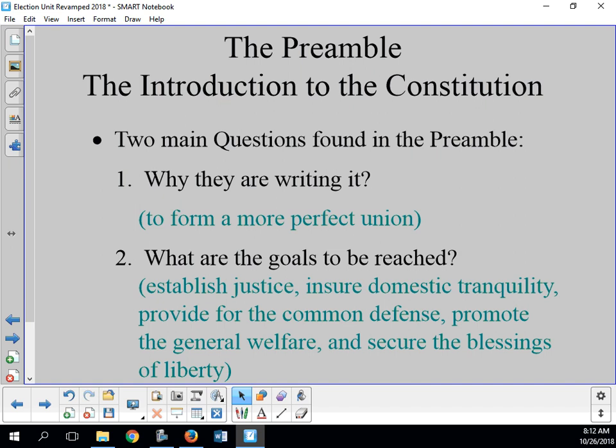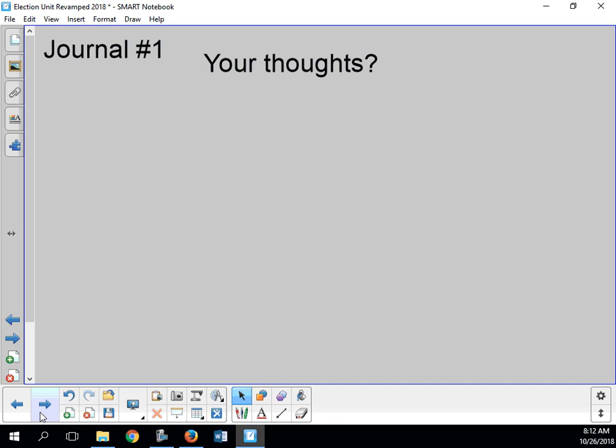Okay, so their goal was to make a more perfect union, and the goals they set for themselves were these: establish justice, ensure domestic tranquility, provide for the common defense, promote general welfare, and secure the blessings of liberty. Okay? What do you think of those goals? In fact, this was your journal, wasn't it, basically? All right, so let's talk about what you wrote a little bit.